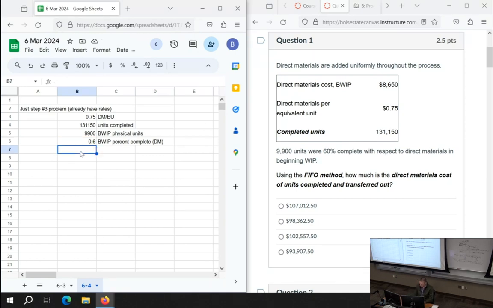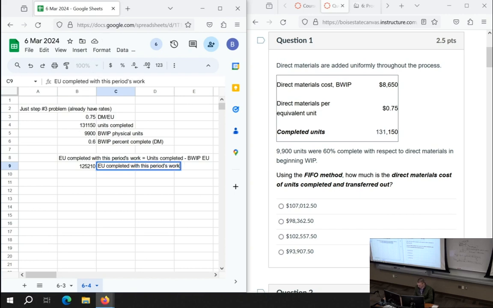Okay, and so we need to apply this rate to units completed minus beginning WIP equivalent units. So what is that? Equivalent units completed with this period's work, that big long name, is simply calculated by units completed minus beginning WIP equivalent units. So what is that? Units completed minus the physical units times 80% complete. So that is our equivalent units completed with this period's work.